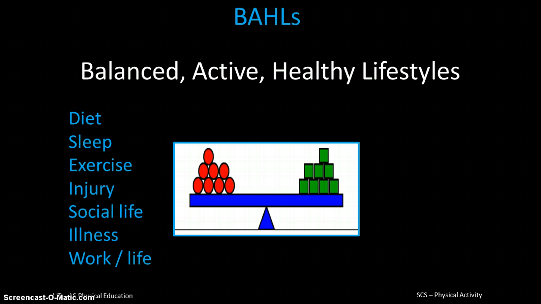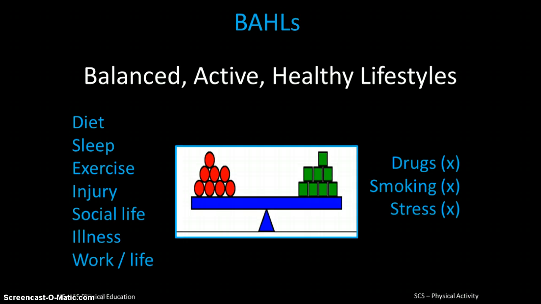So the do's would be: have a balanced diet, make sure you sleep sufficiently, make sure you exercise sufficiently, don't get injured by doing too much or not taking care of yourself, have a really healthy social life where you interact with friends, avoid getting illness because you are taking care of yourself, and make sure that your work-life balance is appropriate. And then there are the don'ts. So obviously don't use drugs, don't have alcohol in excess, don't smoke, and don't live a stressful lifestyle. You've got to take control of these things and try to, in some cases, reduce or remove them from your lifestyle in order to have a balanced, active, healthy lifestyle.